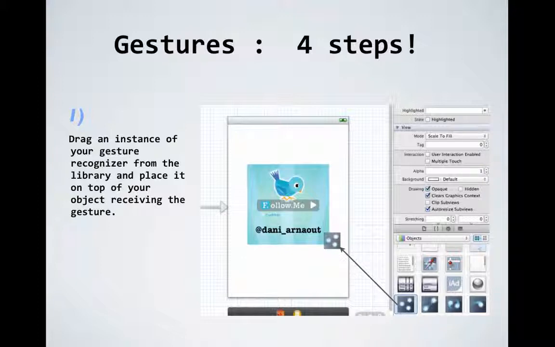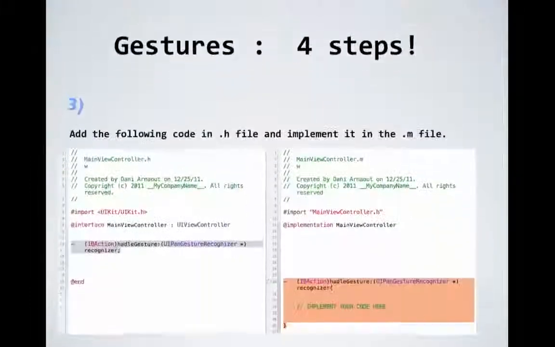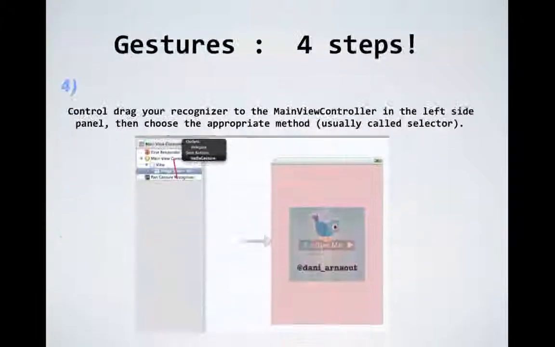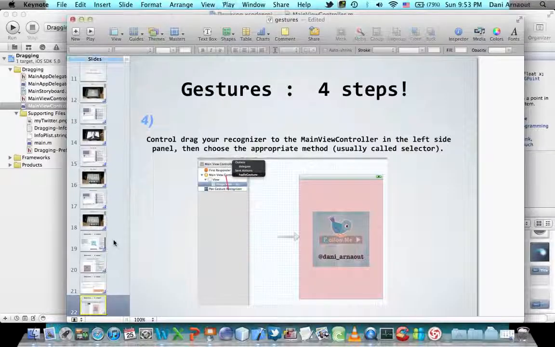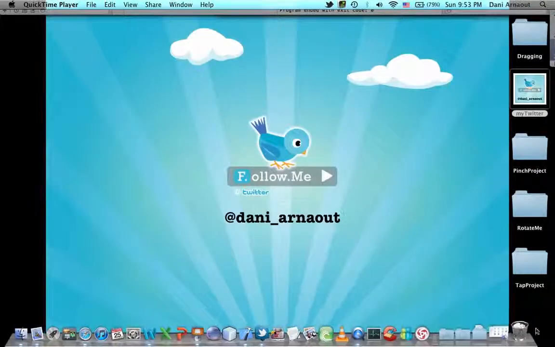First of all, dragging the instance onto my image. Next step would be enabling these 2 items. Number 3 would be implementing this in my code, and number 4 is selecting the action I want to trigger. This is all for panning, and the next tutorial will be about the long press, which is the final gesture recognizer.